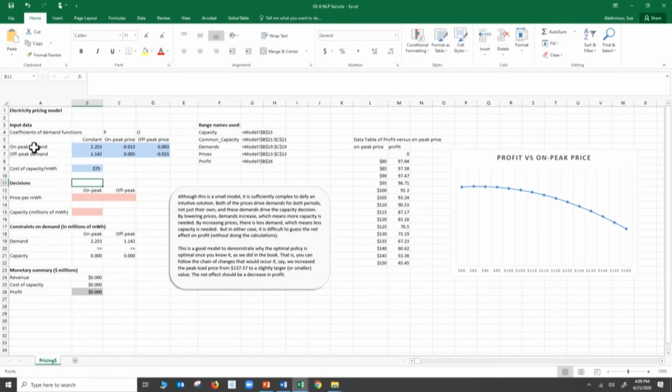It means the demand function, big D, is going to be 2.253 minus 0.013 P times P plus 0.003 times O. And similarly, the off-peak demand is a different formula. These formulas are given as mathematical formulas in your book. But we don't care about the mathematical formulas. We care how to model it in a spreadsheet, and this is the best way to model it in a spreadsheet.